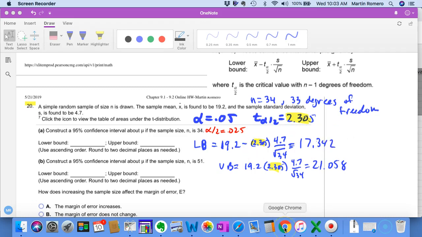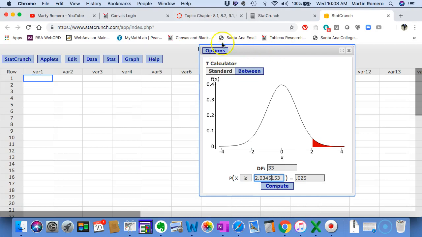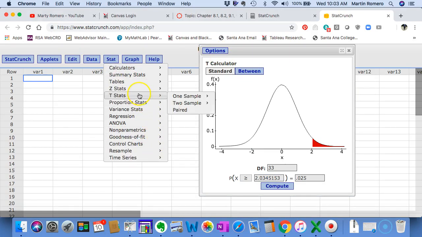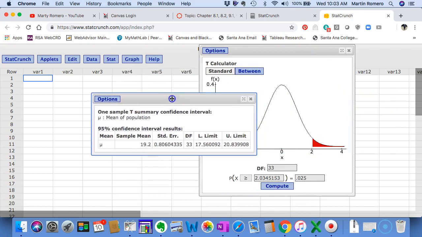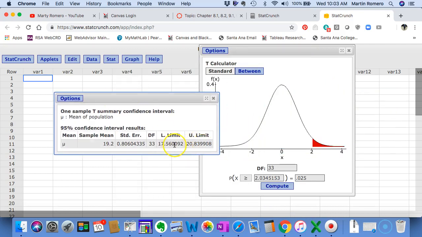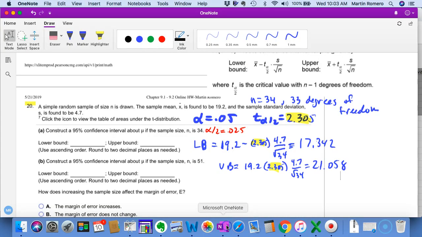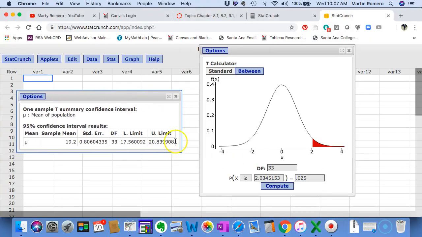We could also use StatCrunch to do that. I want to show you that real quick. This is T stats. We have one sample. We have summary data here. You would put the mean, 19.2, standard deviation is 4.7, the sample size, and then we're doing a 95% confidence interval. Compute, and so you can see we end up with a lower bound of 17.56. What did we do wrong here? 19.2, 4.7. There we go. And so StatCrunch gives you an answer, and it's a good way to check.